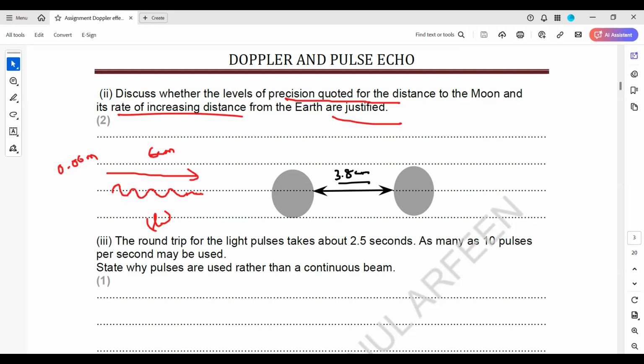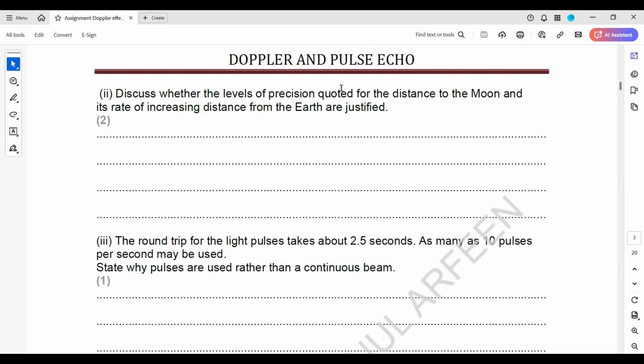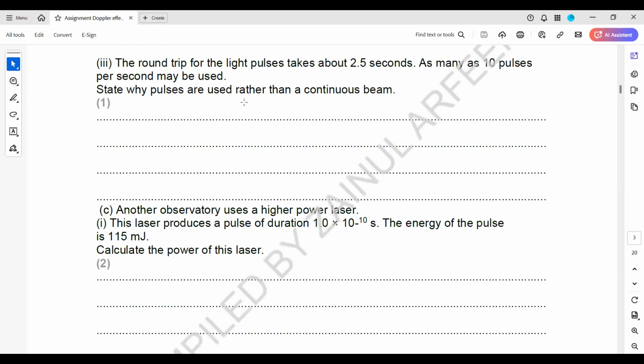Is it clear? So remember this rule: whenever we use a pulse, the length of the pulse, the length of the signal or the time of the signal, is always smaller than the width of the object.